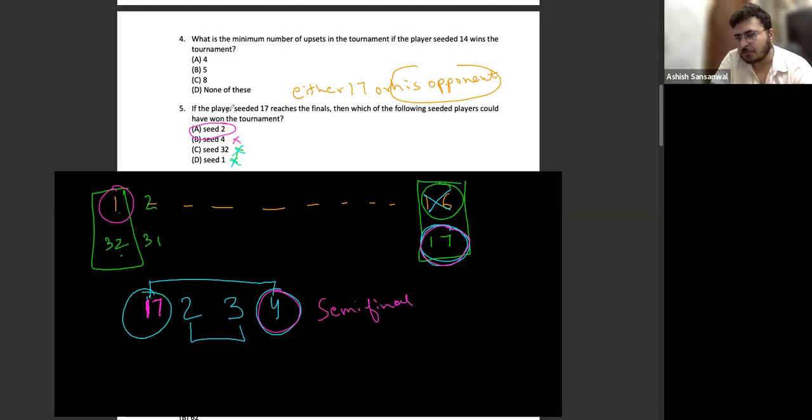There are other options too. It can be seed 3. It can also be seed 5, seed 6. But among the given options, A is your required answer, seed 2. Not seed 5 and 6, seed 6 and 7. Clear?